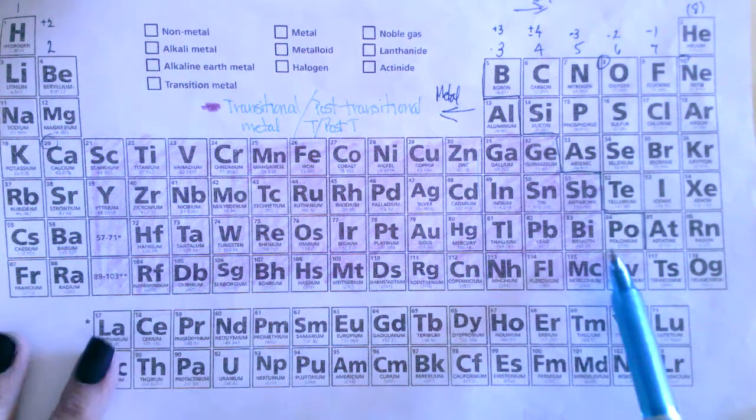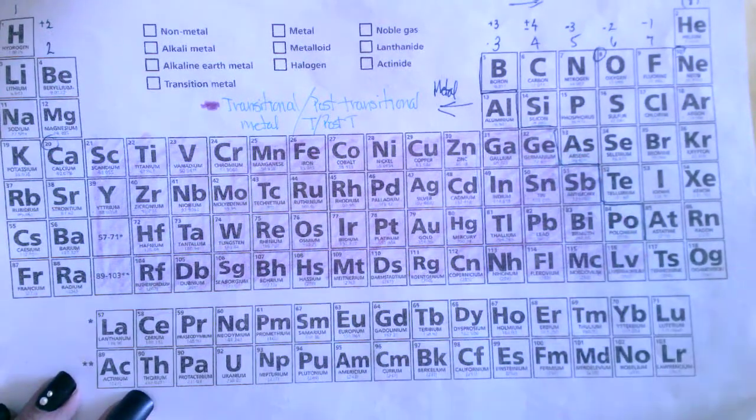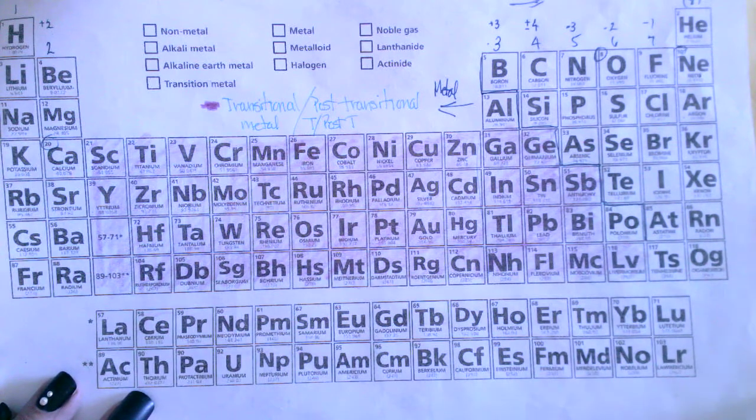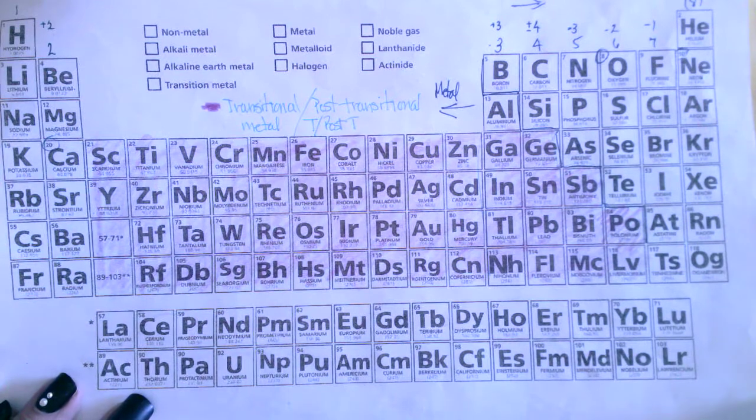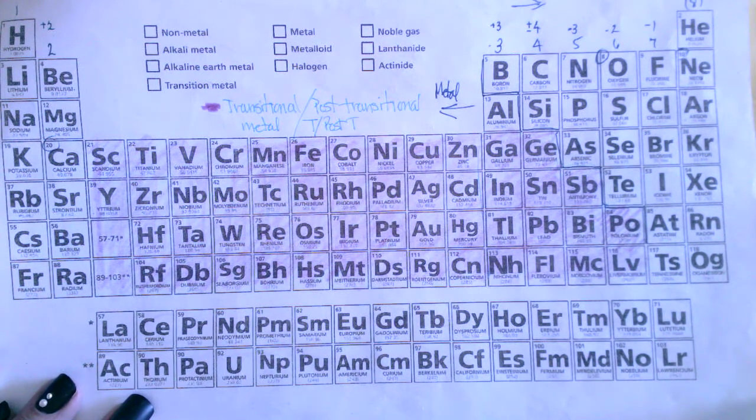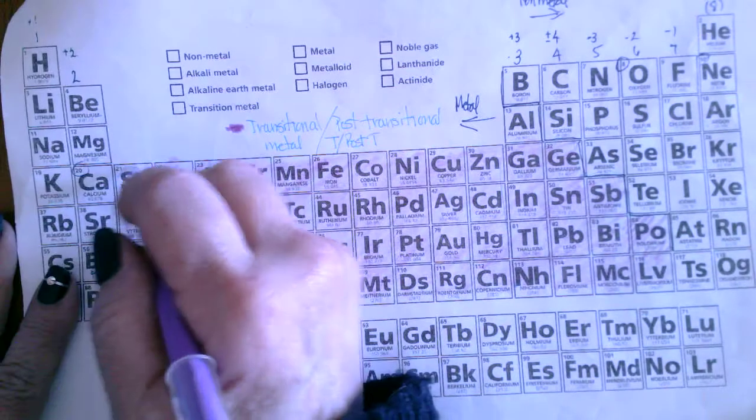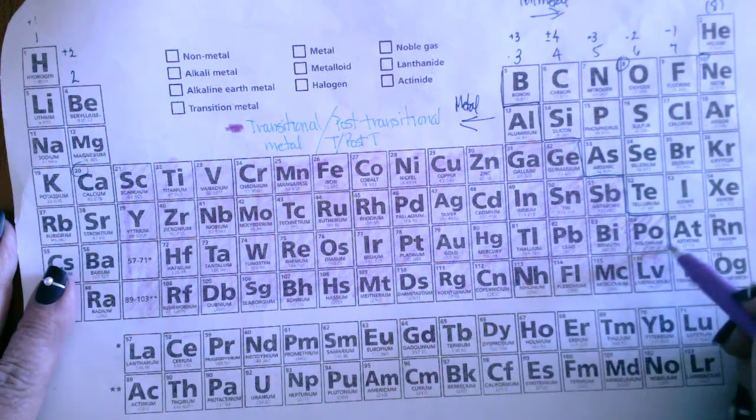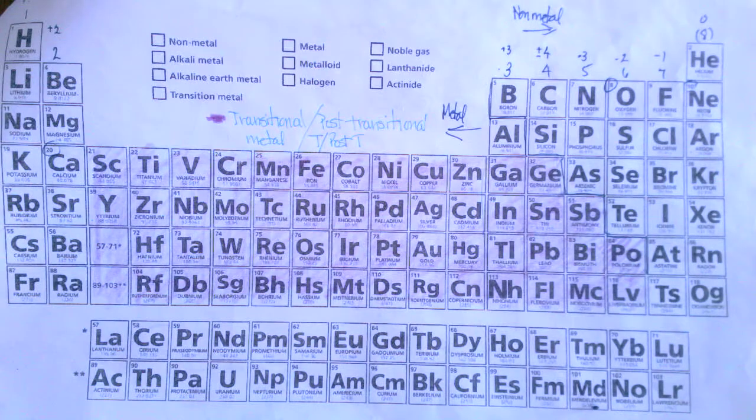You just need to know that if it's in this section of the periodic table, and the polonium should be colored in too. We will never deal with it, so don't worry about it, but technically it should be colored in. So if it is on this portion of the periodic table, then it's going to be a transitional, post-transitional metal.